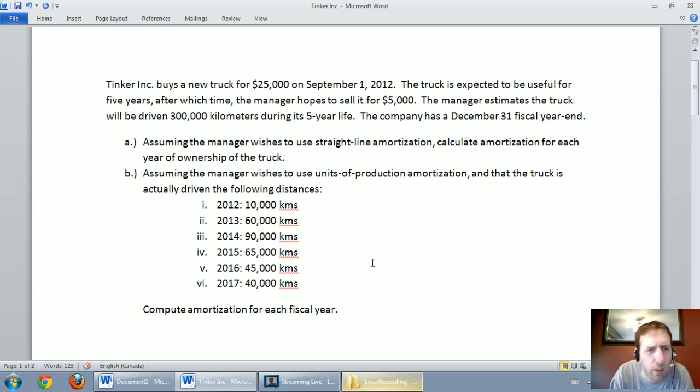Rereading the question, it says Tinker Inc. buys a new truck for $25,000 on September 1st, 2012. The truck is expected to be useful for 5 years, after which time the manager hopes to sell it for $5,000. The manager estimates the truck will be driven 300,000 kilometers during its 5-year life. The company has a December 31st fiscal year end. Assuming the manager wishes to use the units of production amortization method, and that the truck is actually driven the following distances, compute amortization for each fiscal year. All right, that's just what we're going to do.